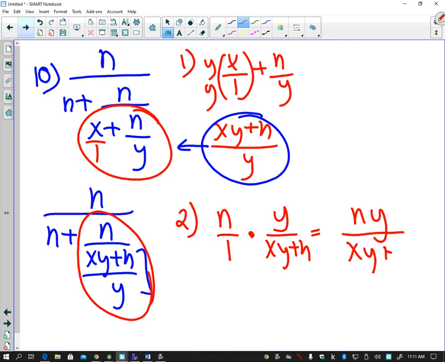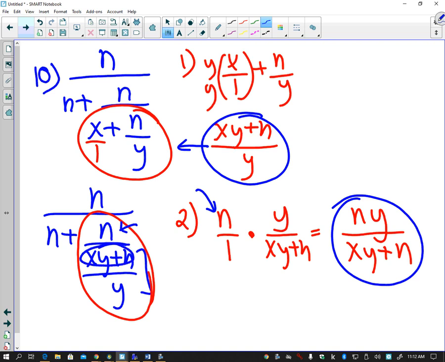All right, so n times y is ny. 1 times xy plus n is simply xy plus n. Yes, this is the n that goes here. n divided by xy plus n over y. This is the numerator to this, not the denominator to that. Does that make sense?